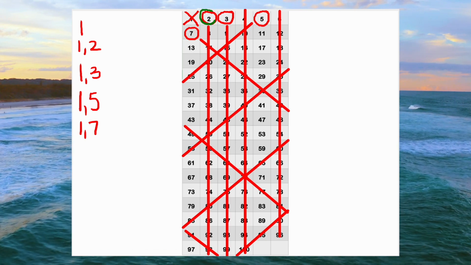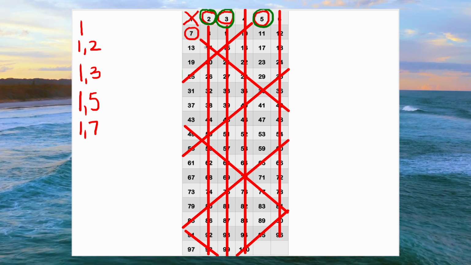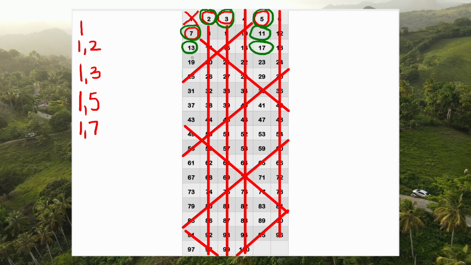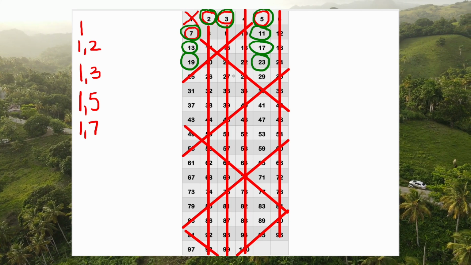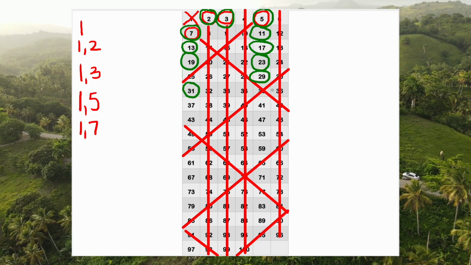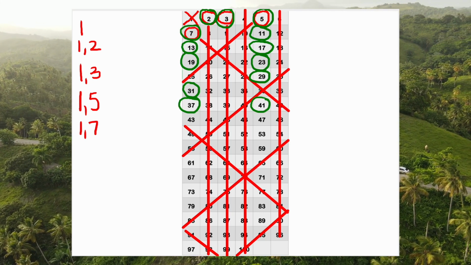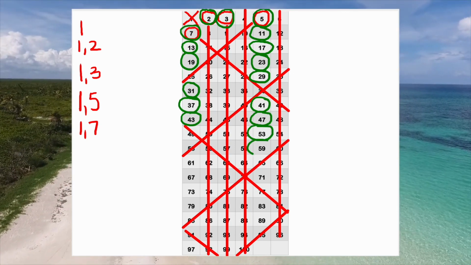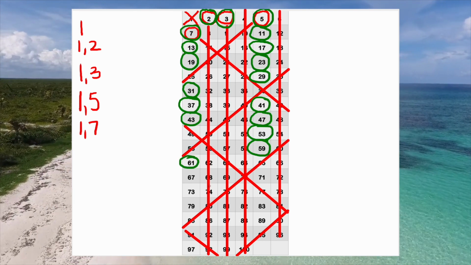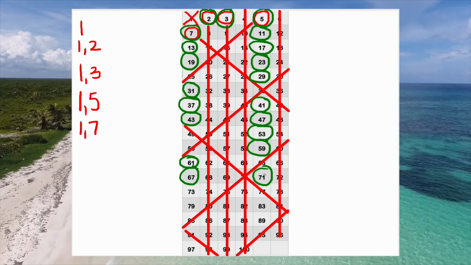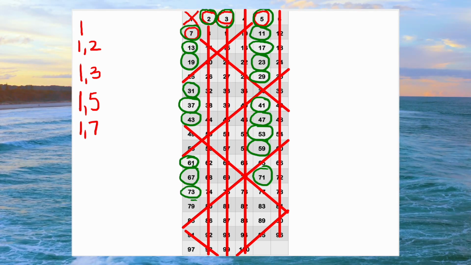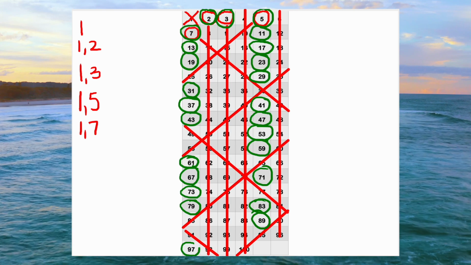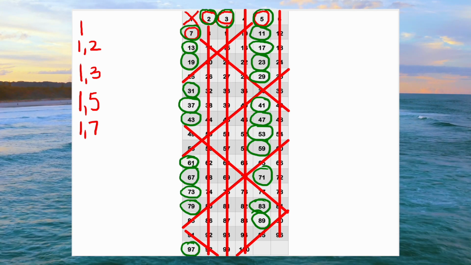So we have 2, 3, 5, 7, 11, 13, 17, 19, 23, 29, 31, 37, 41, 43, 47, 53, 59, 61, 67, 71, 73, 79, 83, 89 and 97. So these are all the prime numbers between 1 and 100.